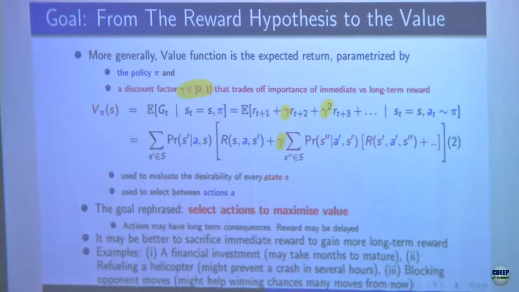So why is this V pi interesting? You are basically evaluating the desirability of every state. How desirable is the state? How much value do I associate with a particular state?